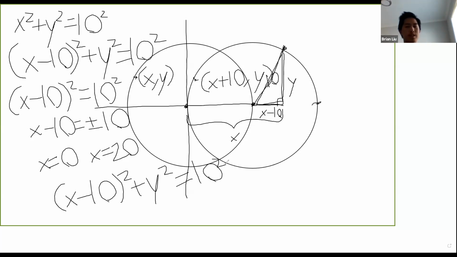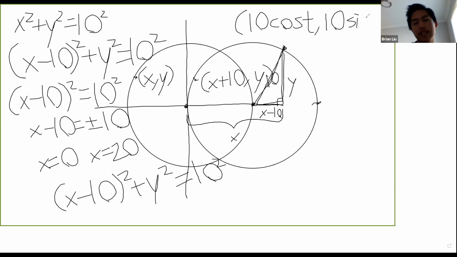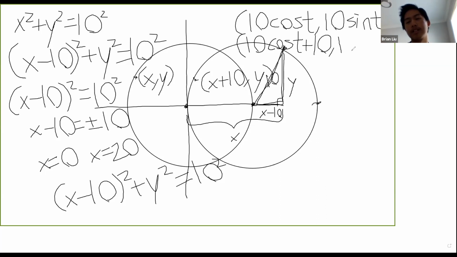Now, as a parametric equation, this is a lot easier. Originally, for the circle to the left, we had 10 times cosine t, 10 sine t as x and y. For this circle to the right, to move it to the right, all we have to do is shift x. So instead of 10 cosine t, we have 10 cosine t plus 10, and then 10 sine t.